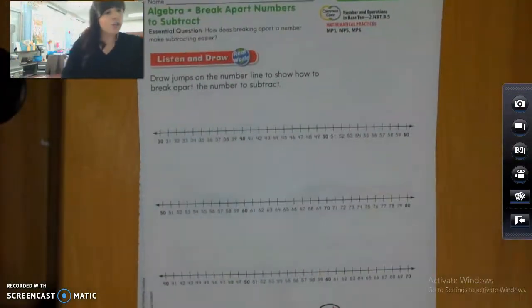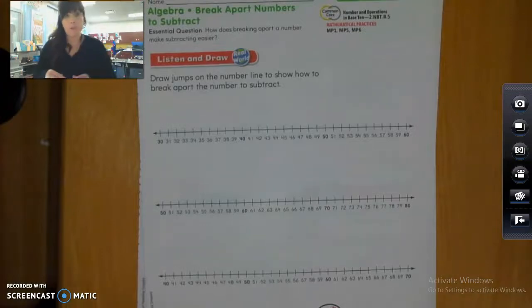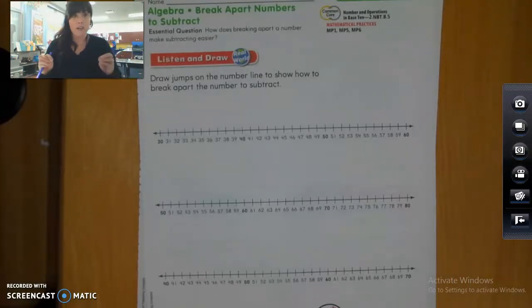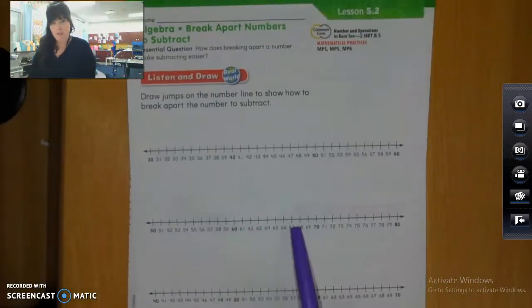let's get started. So yesterday, if you remember, we practiced breaking apart numbers and subtracting using a number line. Today we're going to be doing the same thing. Yesterday we had a 2-digit number subtracted by a 1-digit number. Today we're going to have a 2-digit number subtracted by a 2-digit number. So we're going to do that 2-digit subtraction like I talked about yesterday.